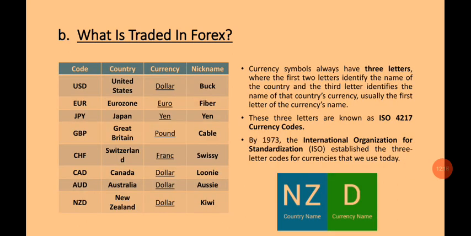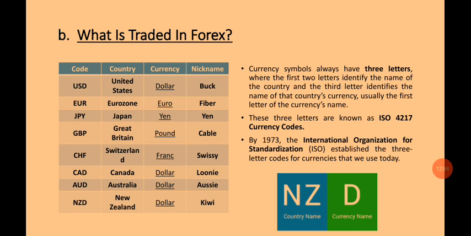So these are the codes: USD, EUR, JPY, GBP, CHF, CAD, AUD, and NZD, the 8 of them, for the United States, Eurozone, Japan, Great Britain, Switzerland, Canada, Australia, and New Zealand. As you can see, the USD is the United States dollar, the EUR is the Euro, JPY is the Japanese yen, GBP is the Great British pound, CHF is the Swiss franc, the CAD is the Canadian dollar, the AUD is the Australian dollar, and the NZD is the New Zealand dollar.